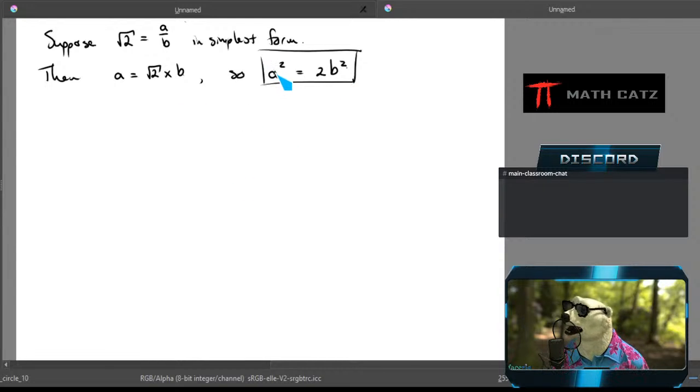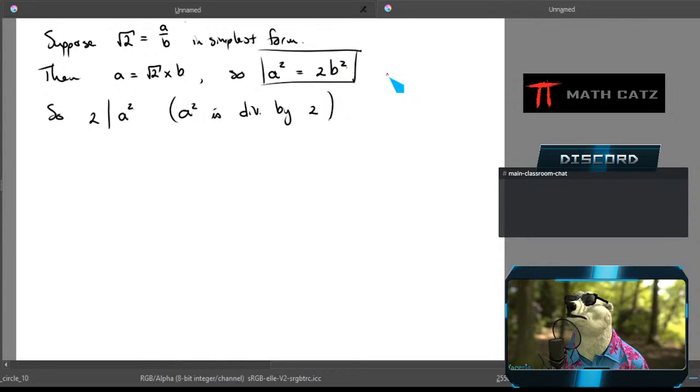This means that the number a squared is 2 times something. That means a squared is even. So 2 divides into a squared. It's an even number. It's 2 times something. Now, I don't care about the something right now. This number is divisible by 2. A squared is divisible by 2 because I can write it as 2 times something with no remainder.